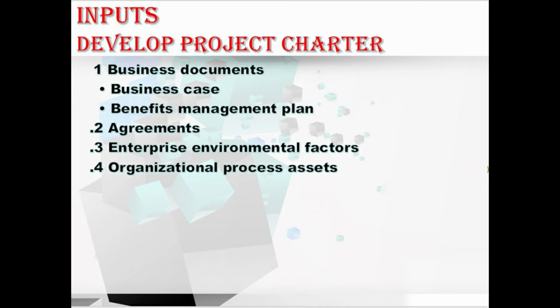Let's move to the next input. We have enterprise environmental factors, which include government or industry standards, legal and regulatory requirements or constraints, market conditions, organizational culture and political climate, the organizational governance framework, and the stakeholders' expectations and risk thresholds. I hope you understood what is included in the EEFs. Let's move to the OPAs, that is organizational process assets, which include the organizational standard policies, processes, and procedures.